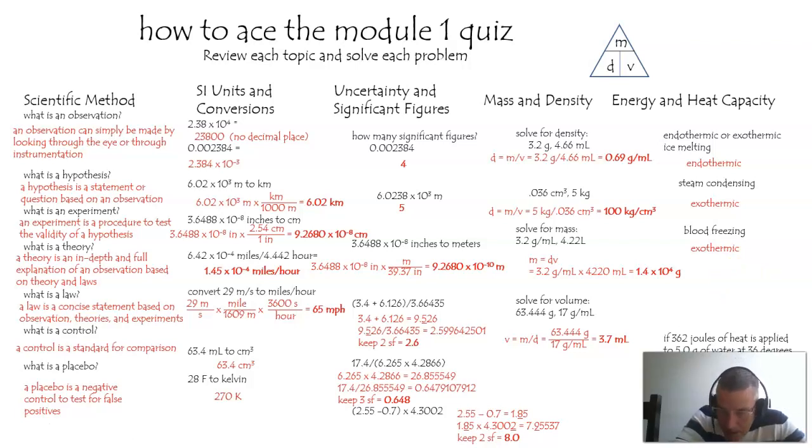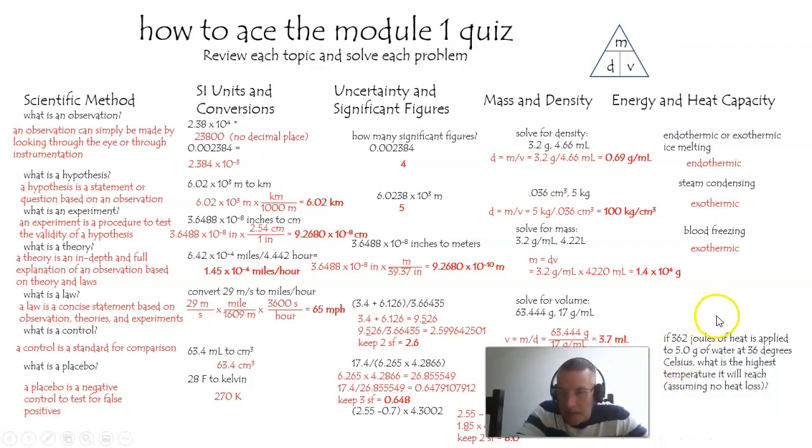Let me move my little image here. I hope that shows up. Hardest question. We got 362 joules of heat that are applied to some water at 36 degrees. How hot will it get, assuming no heat loss? Well, it's going to get hotter than 36 degrees, and it's not given, but it really should have been, that the specific heat of water is 4.184 joules per gram degrees Celsius. That means every time you add 4.184 joules, it's going to go up a degree.